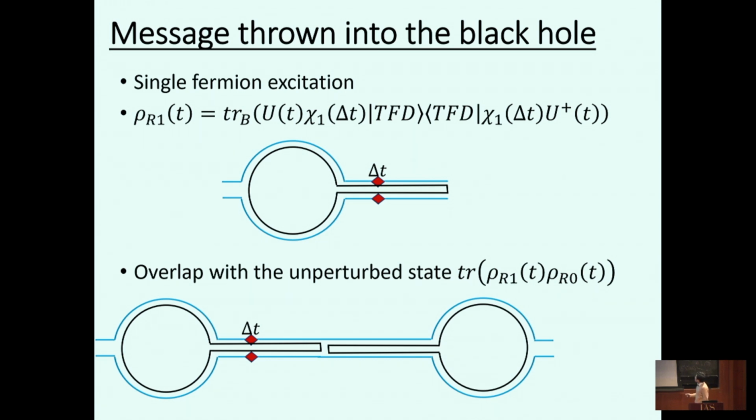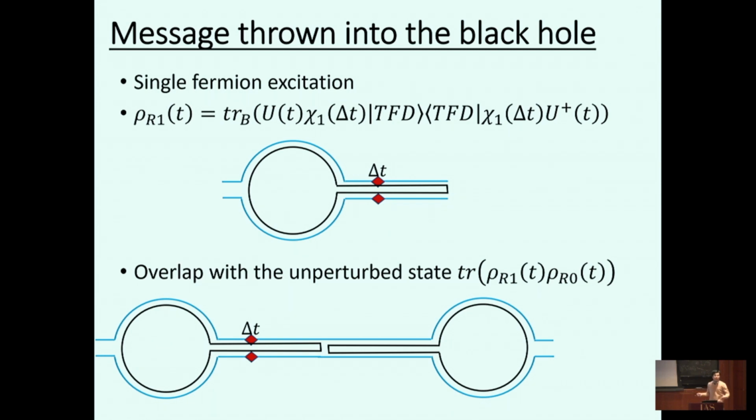So one thing that's a little different from what they did was we studied this overlap. We want to throw in a message and then see how much I can learn about that message in the radiation. That's similar to the mutual information calculation I discussed earlier. Here, let's do a message that's just a single fermion. So I have this thermal double state at time t, compared with a perturbed state where you did a perturbation at an earlier time delta t. So you can do a perturbation at delta t, and then you get rho r1. If you don't do any perturbation, you get rho r0.